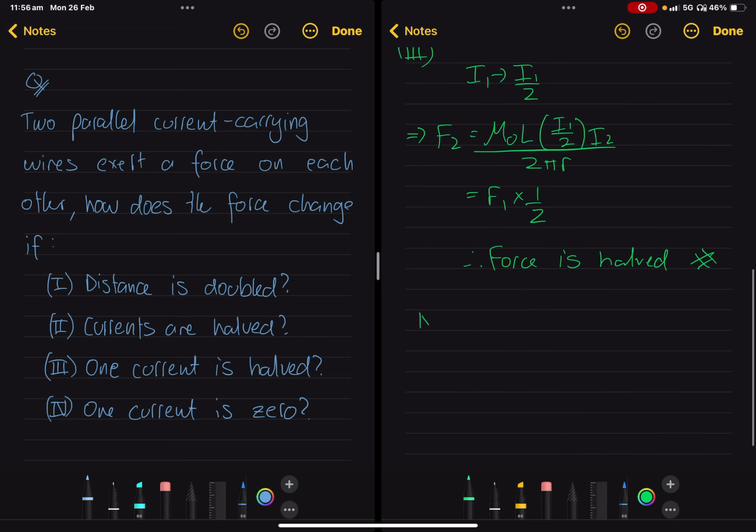And then for part 4, we're told if one current is reduced to 0, well, if I1 goes to 0, we find force 2 is this whole expression without the I1 term. With I equal to 0, well, it's just 0, right? So if one of the currents is equal to 0, there's no force. You need 2 currents for there to be forces. If one is reduced to 0, the forces just go away. And so this is how we do this question.